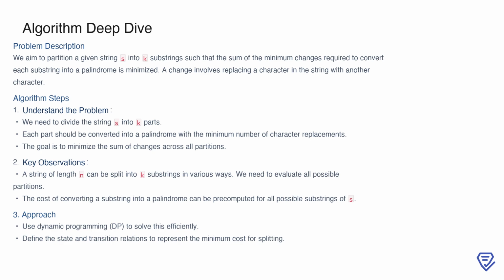Now, considering the various ways to split a string of length n into k parts, we realize that evaluating all these partitions requires an efficient approach. One of the key observations is that we can precompute the cost of converting any substring into a palindrome in advance, which significantly reduces redundant calculations. To handle this systematically, we use dynamic programming, where we define a state and transitions that allow us to compute the minimum cost to partition the string step by step.